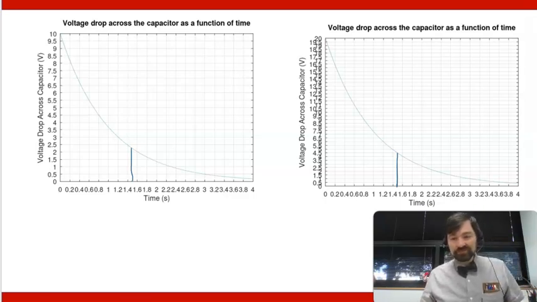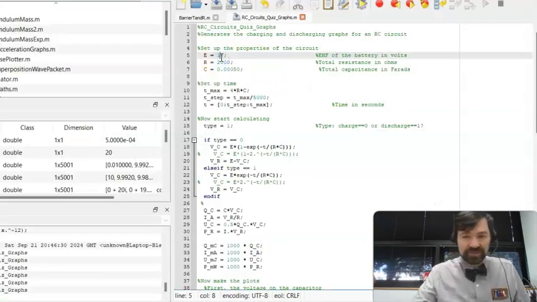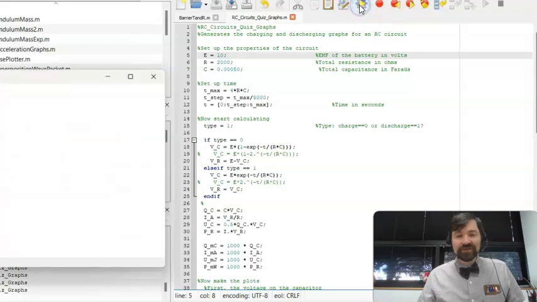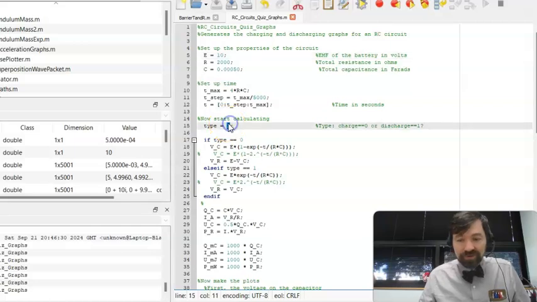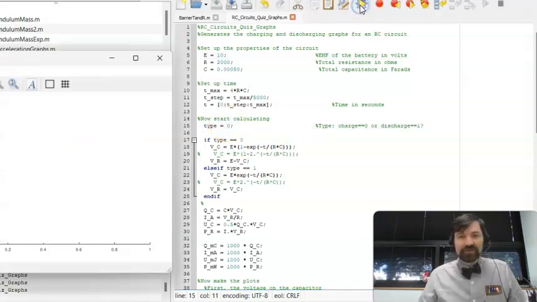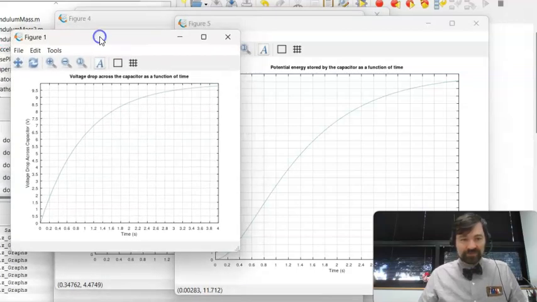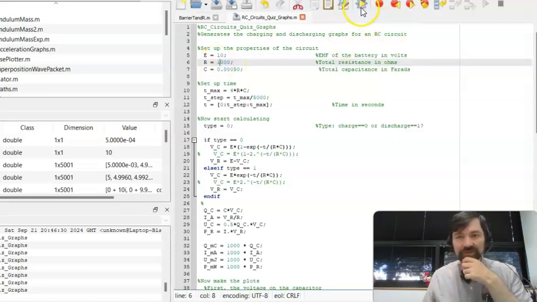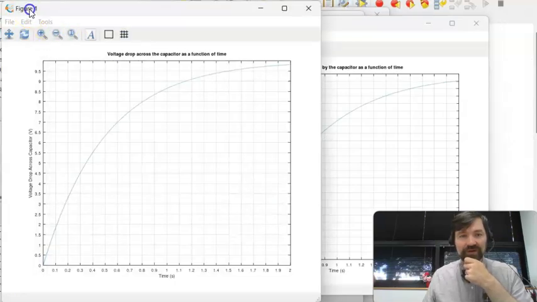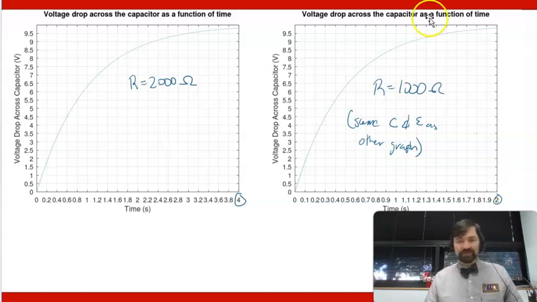We can also, for the fun of it, go back and reset this to 10 so that the axis isn't so crowded. Then let's change the type over to type 0 so that we're charging. And here's my voltage versus time for that. Once again, let's halve the value of R, run again, and copy this one over. And just as with the discharging, doubling R seems to double the rate.